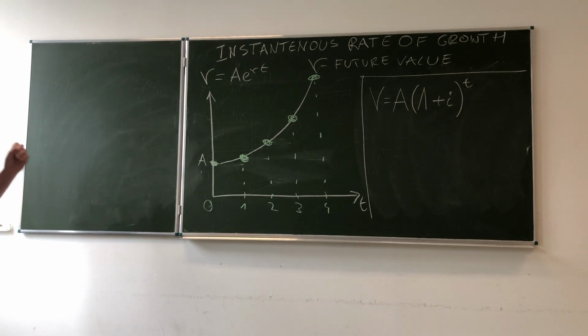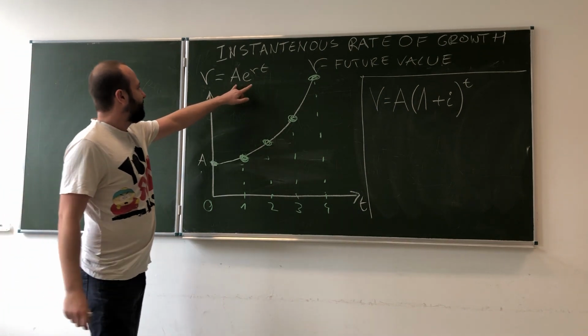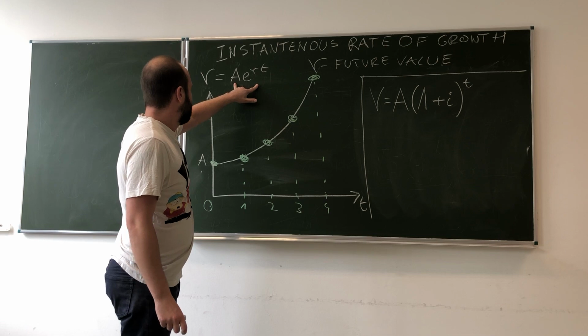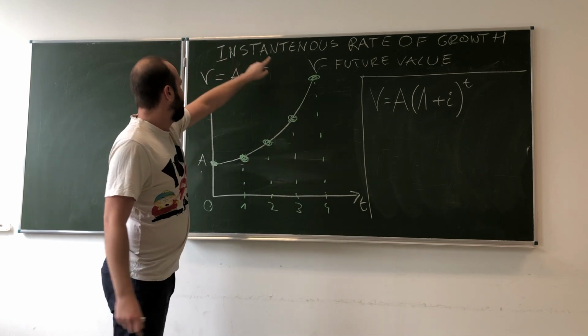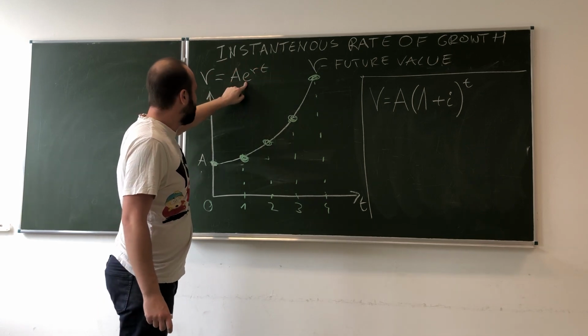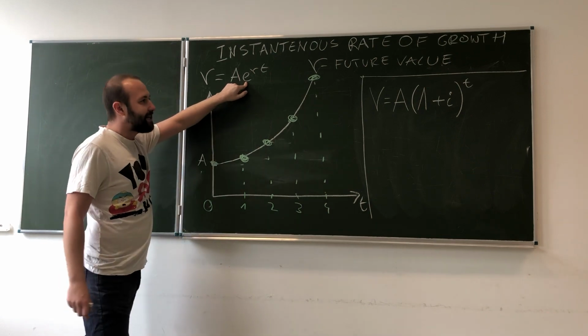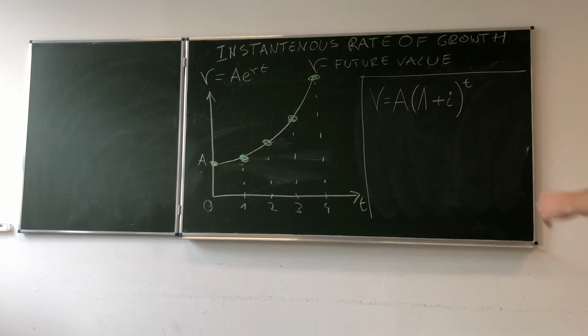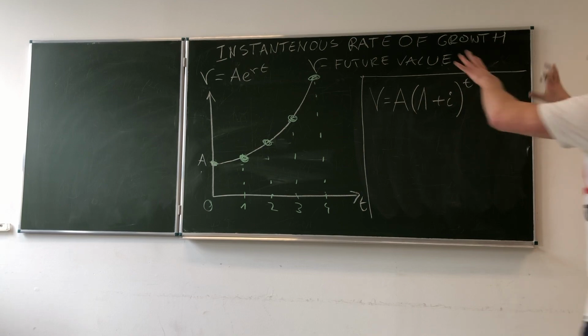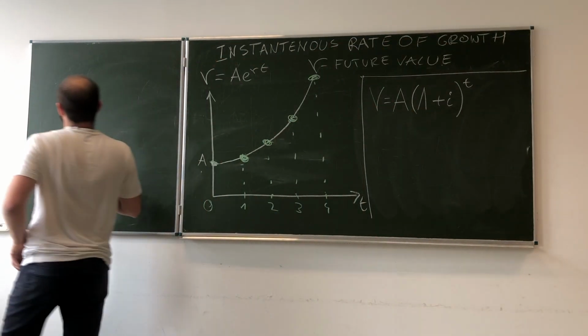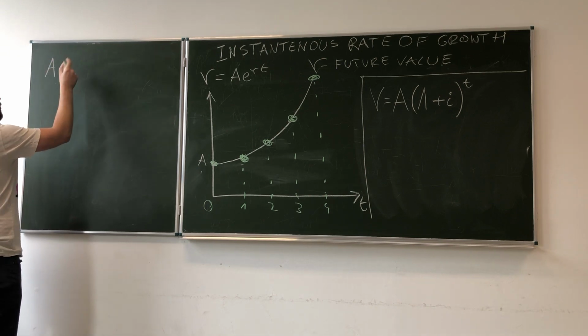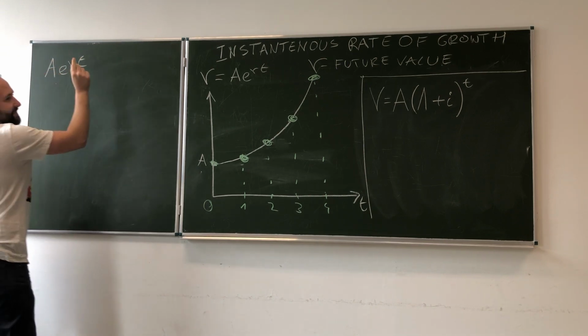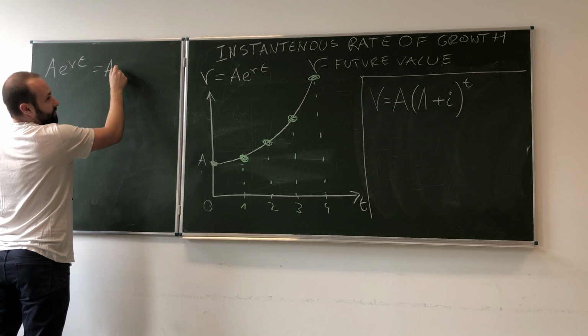Because look, it turns out that you can always find a function with e that will give you exactly the same points as this one. Now, how can we calculate it? Basically, what we want is to equalize those two functions. So we want them to give us exactly the same values.